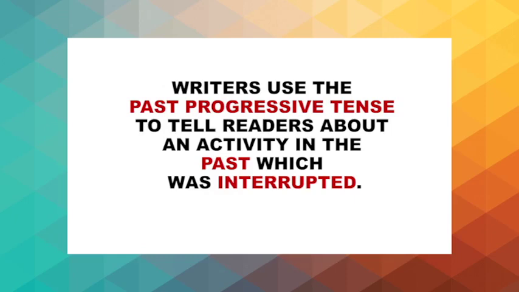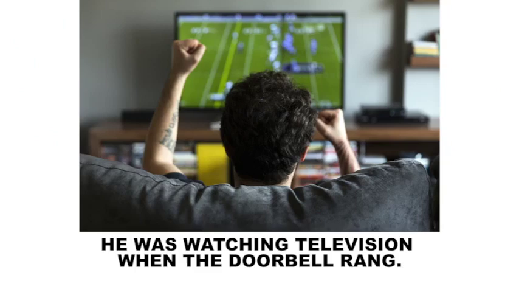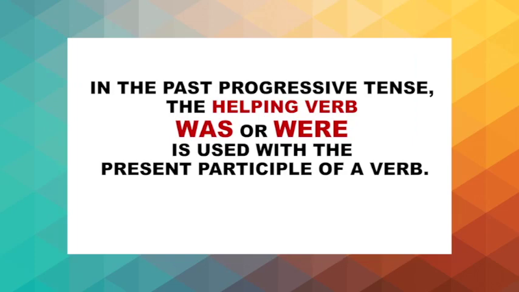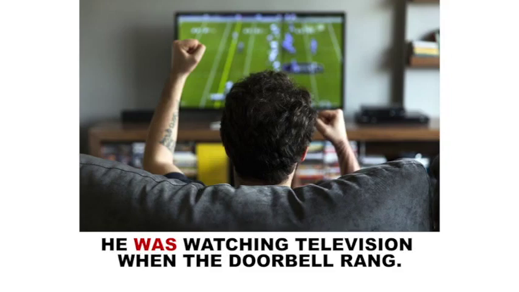Sometimes, too, writers use the past progressive tense to tell readers about an activity in the past which was interrupted. Here's an example. He was watching television when the doorbell rang. In the past progressive tense, the helping verb was or were is used with the present participle of a verb. For our last example sentence, it is the helping verb was and the present participle, or the ing form of the verb to watch, watching, that is used to form the past progressive tense.